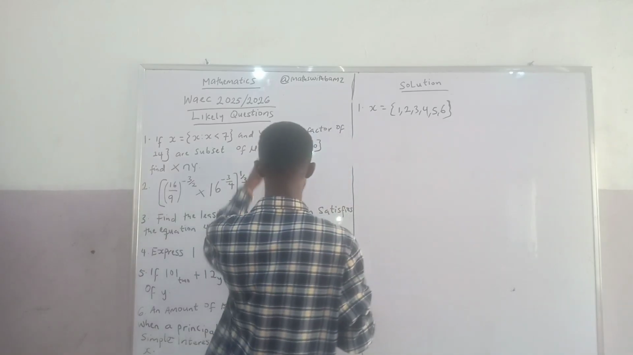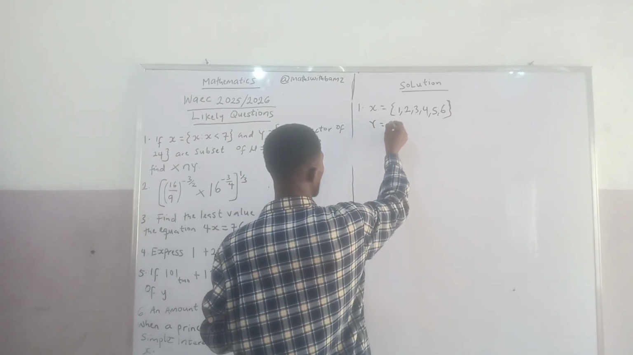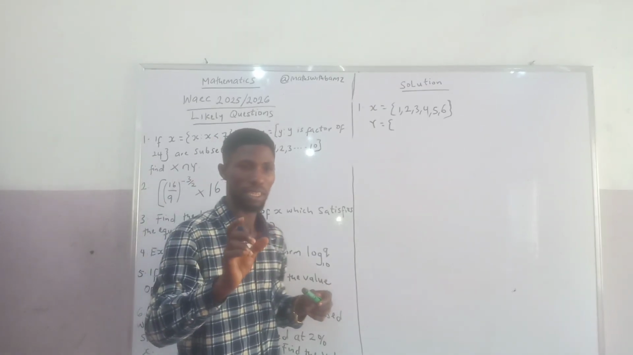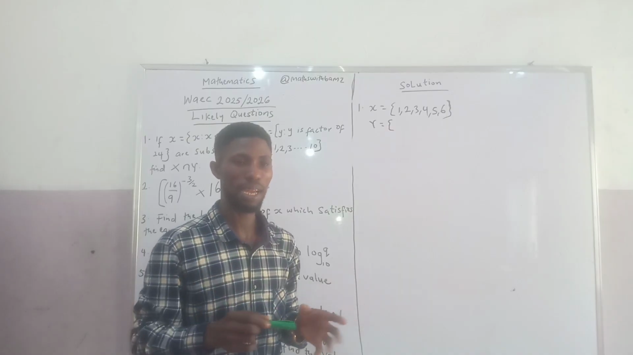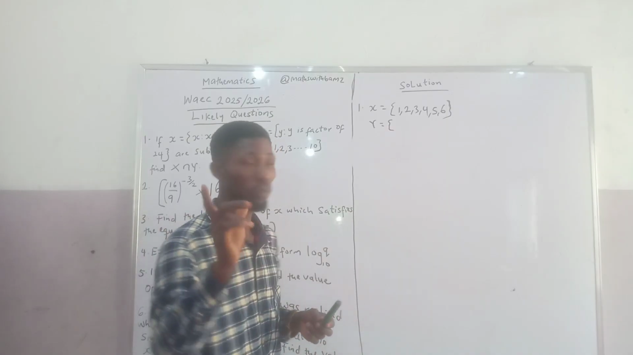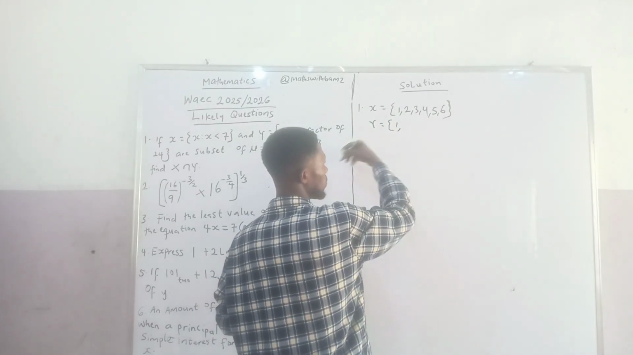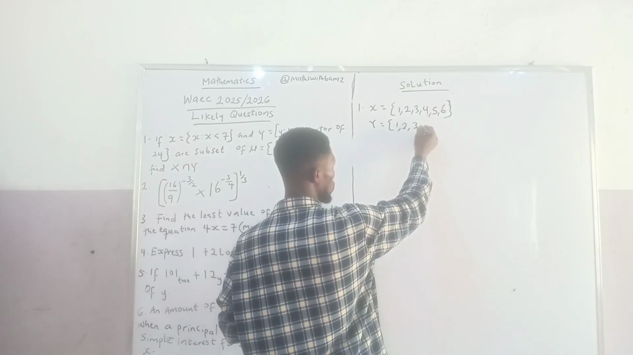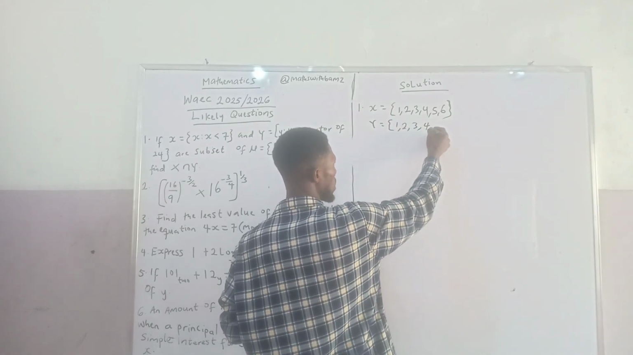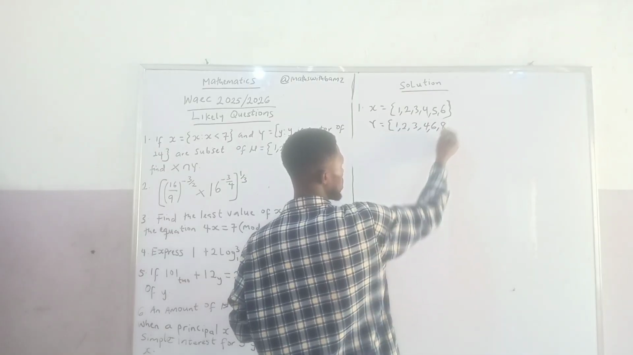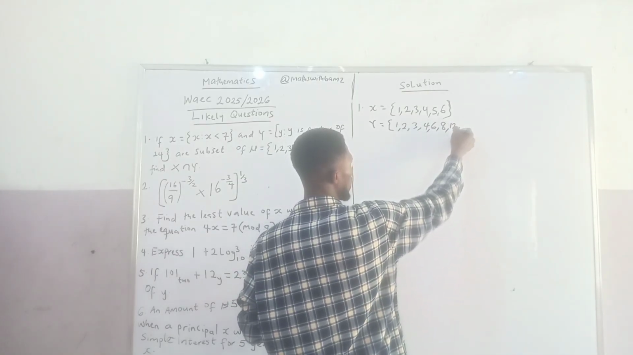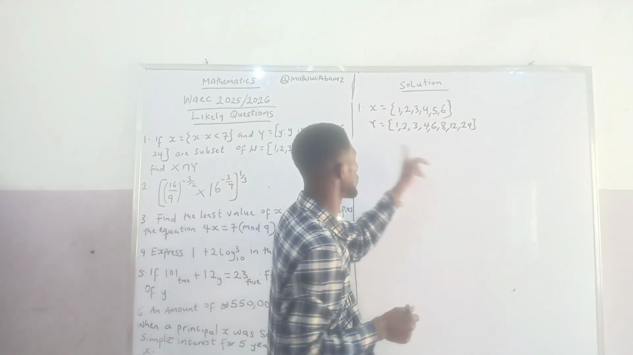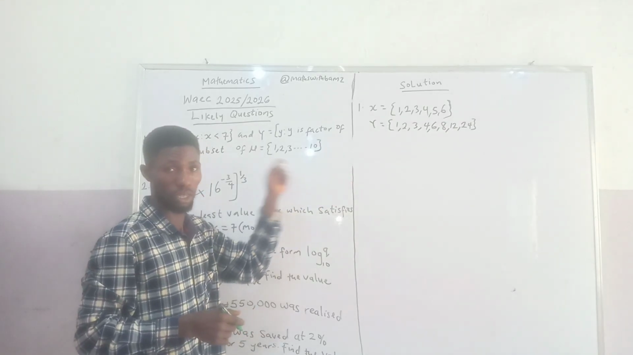Alright, so the other one is y. They say y is a factor of 24. You need to know that factors of 24 are the numbers that can divide 24 without a remainder. So what are those numbers? We have 1. 1 can divide 24 without a remainder. 2 also can divide 24. 3 also can divide. 4 can divide. 5 cannot divide. 6 can divide. We also have 8. 8 can divide. Also we have 12 and 24 itself. Now these are the elements contained in y as the factors of 24.